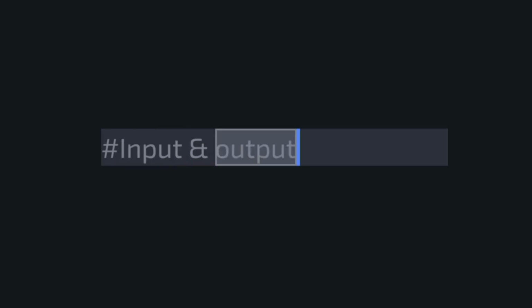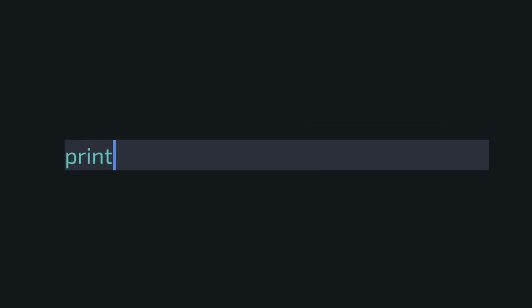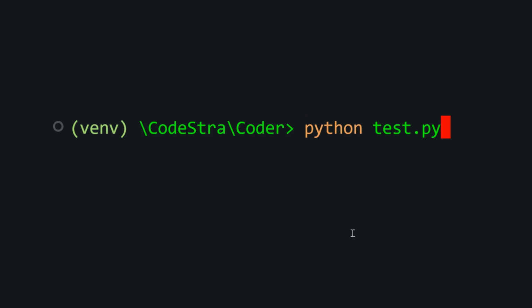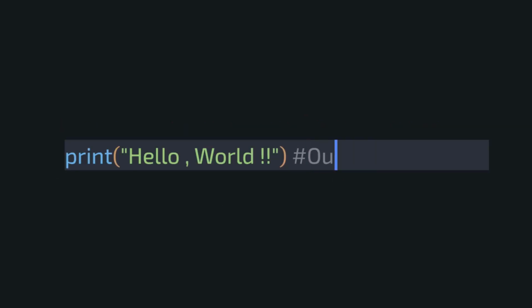You already used output before. For example, print "Hello World." This displays text on the screen. That is output. Now let's learn input.